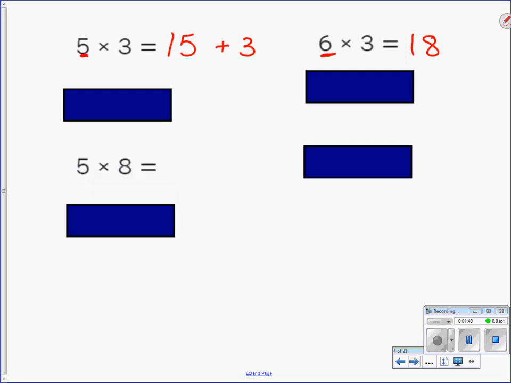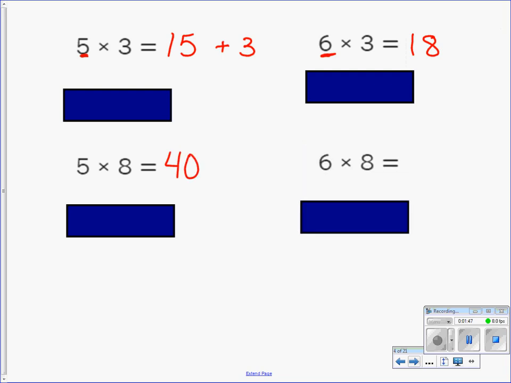5 times 8, well, I know 5 times 8 is 40 by skip counting. And I can use 5 times 8 to help me with 6 times 8 because here I have 5 8's. I have 6 8's, so I'm just going to add another 8 on. So 6 8's must be 48.